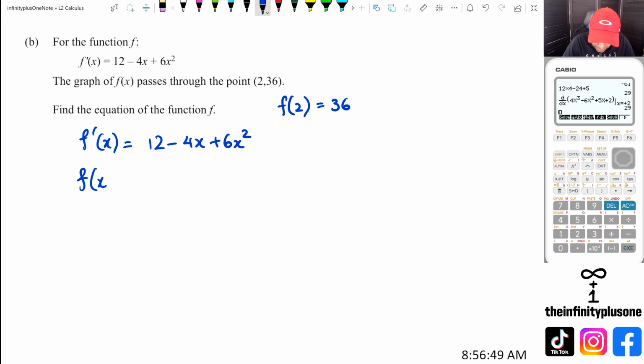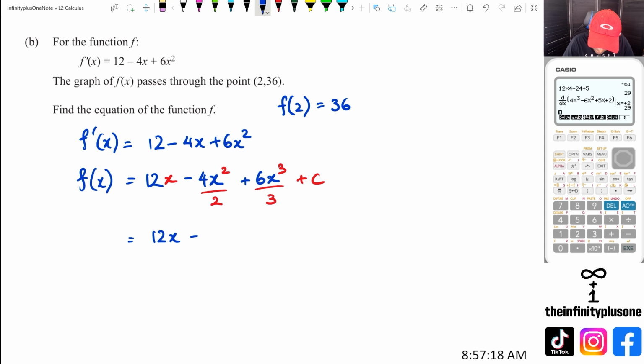We're going to find f of x. So 12, and that's just going to have x in front, minus 4x. Remember that x has a power of 1. So 1 plus 1 is equal to 2, and that's divided by the new power, which is 2, plus 6x, and then we've got 2 plus 1 is 3, divided by the new power, which is 3, and don't forget the plus c. So we're going to simplify this. So we're going to get 12x minus 2x squared plus 2x cubed plus c.